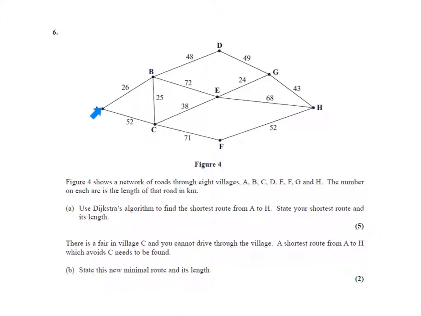What's the shortest route from A to H? Is it along here? Is it along here? Is it along here? Obviously there's a very large number of routes. Rather than try every single possible combination, Dijkstra's algorithm allows us to find this answer fairly quickly.